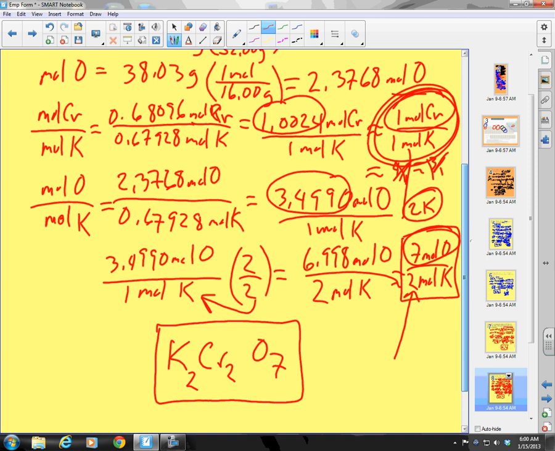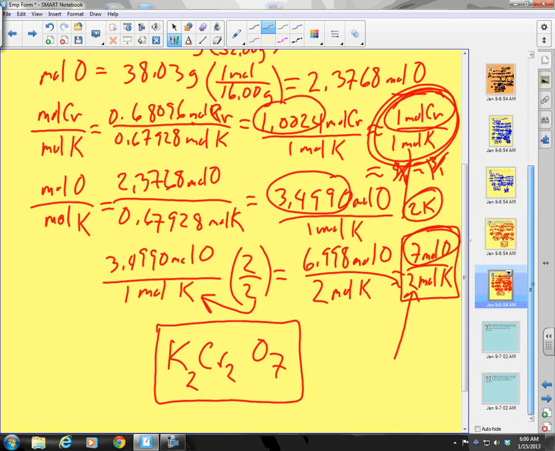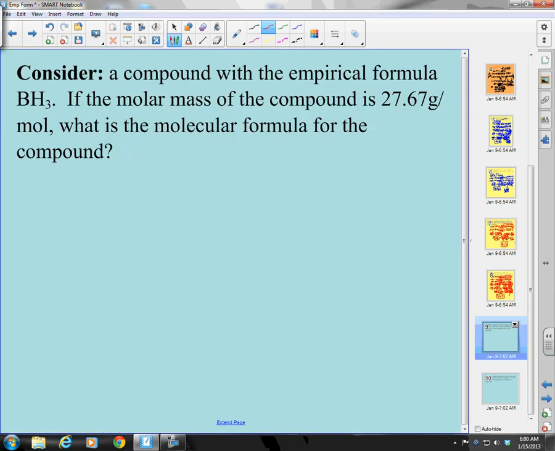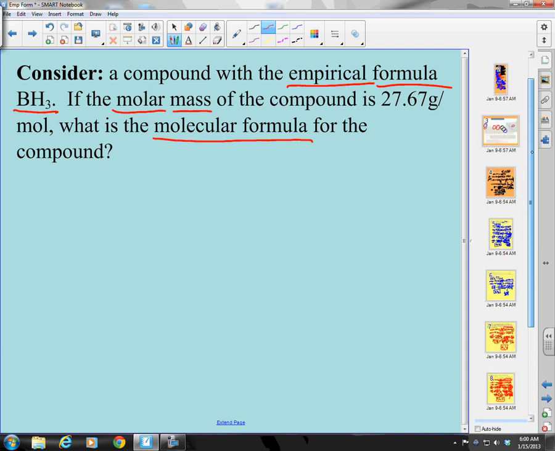All right. Let us move on to the last concept here. And in empirical formula, which is really no longer empirical formula, it is molecular formula. Consider a compound with the empirical formula BH3. It's my empirical formula. It's given here. If the molar mass of the compound is 27.67 grams per mole, what is the molecular formula? Well, that looks like something new. It is. Here we go.